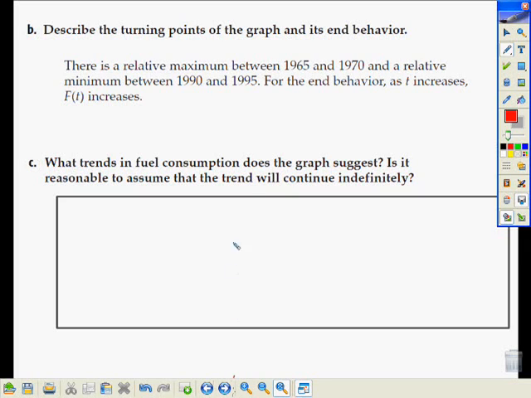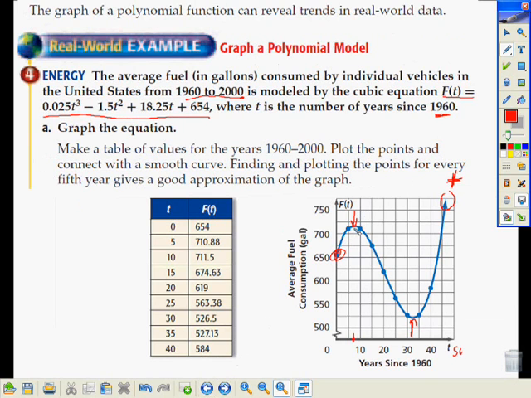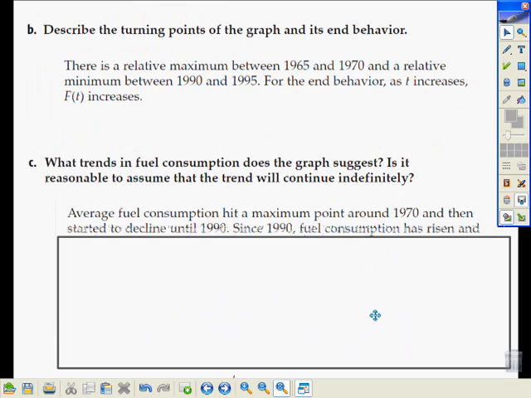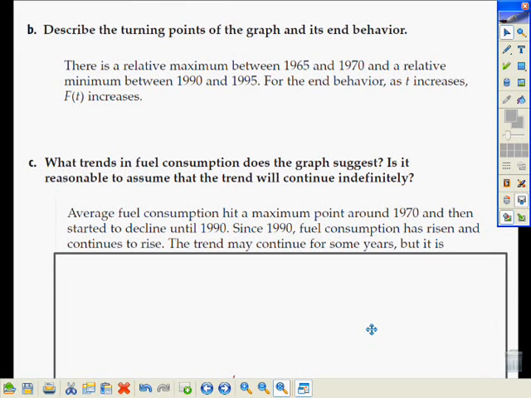Now, if we think about what trends in fuel consumption the graph suggests? So it looks like between I think this was about 1966 or 67 up until, what did we say, about 1997, 1998, that the amount of fuel consumption was going down. But after that, people were using more and more, and it keeps growing after that. So that's what we're looking at for fuel consumption, it is rising and continues to rise.